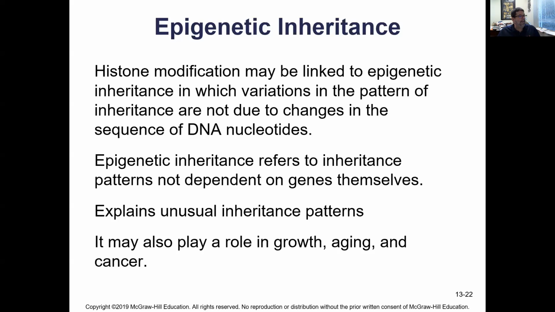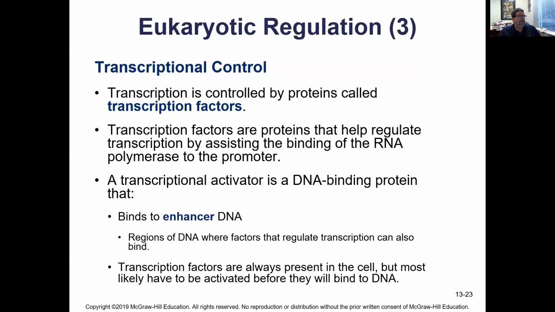So it explains how unusual inheritance patterns that we see may also play a role in growth, aging, and cancer. So how we can be even identical twins. Environment can methylate our cytosines in our DNA and cause genes to be not transcribed and translated. Okay, transcription control, that's pretty cool, right? Makes sense where something prevents the transcription from occurring, okay?